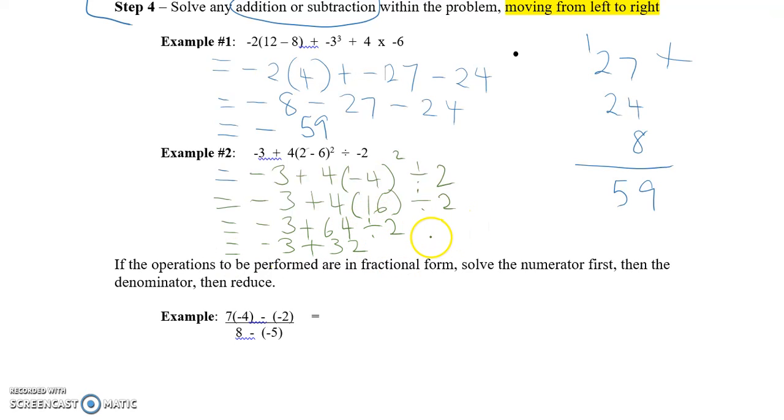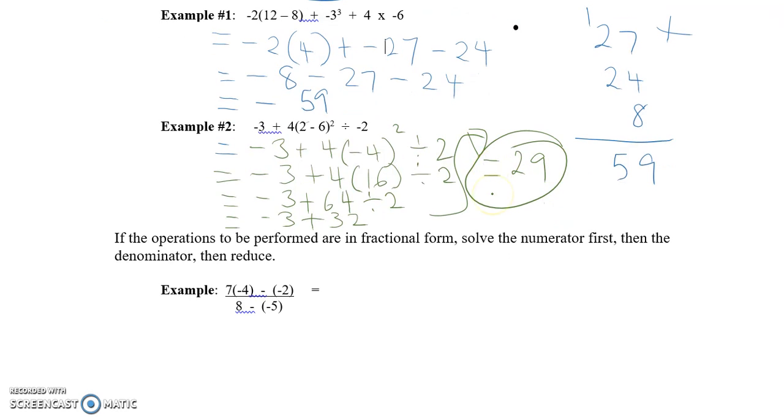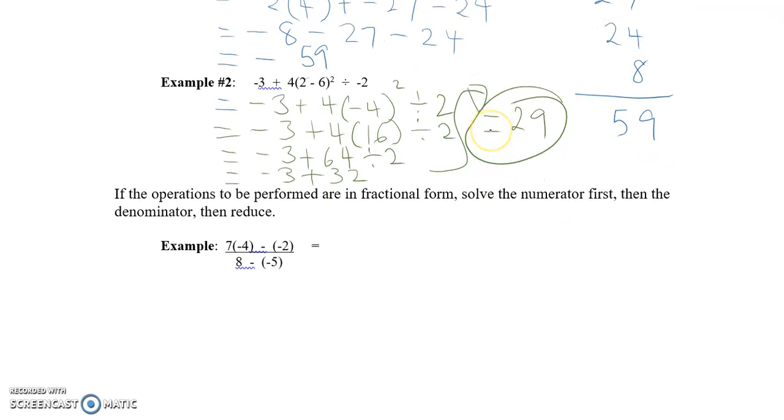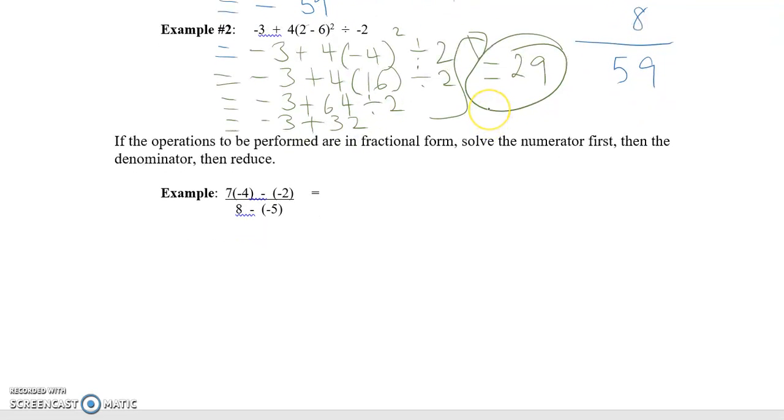And I've run out of space, but you'd then write on the next line underneath, I'm going to go up here, that is equal to 29. Okay, so again, feel free to pause or rewind that section if you need to watch through that example again.